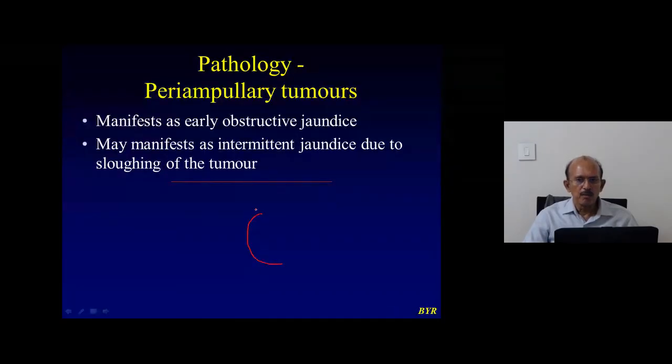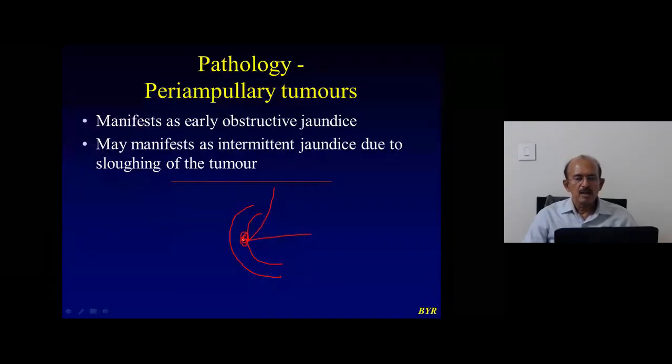So this is the duodenum, and here is the papilla of Vater, and here is the pancreatic duct, and here is the CBD. The mass arises from this region. Because of its close proximity to the terminal end of the bile duct, it produces jaundice. That we can understand. Now, this mass rapidly grows.